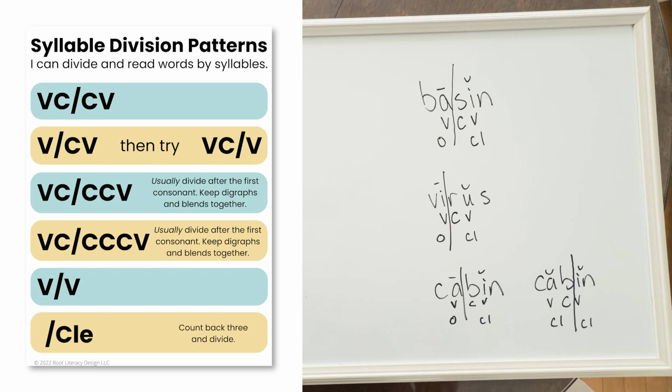But you do want students, I always ask students to tell me, well, what are the two ways it could be? How could you say this word? And I want them to be able to say cabin and cabin. And from there, I say, correct, those are the two ways it could be. The word is cabin.